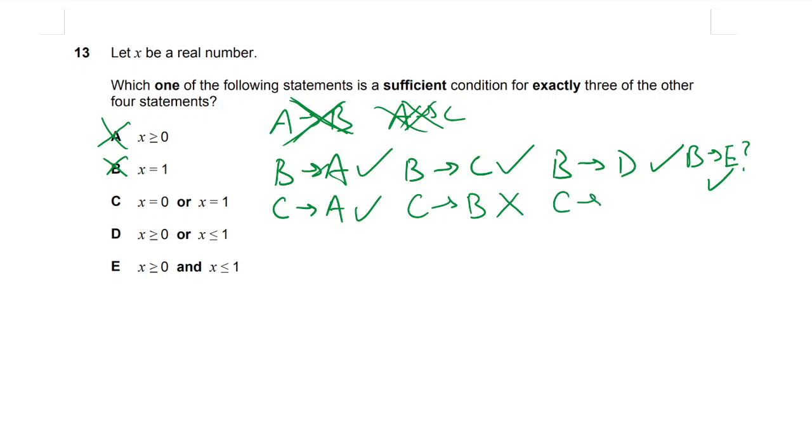Does C imply D? It does, because it's well between 0 and 1. x greater or equal to 0, fine, both values are okay. And x less than or equal to 1, fine, both values are okay. So C does indeed imply D. Does C imply E? It does as well, because it's an AND situation. Again, both are true, so true plus true is indeed true. So C does imply E. So the correct answer would be C. It does imply exactly 3 of the other 4 statements.